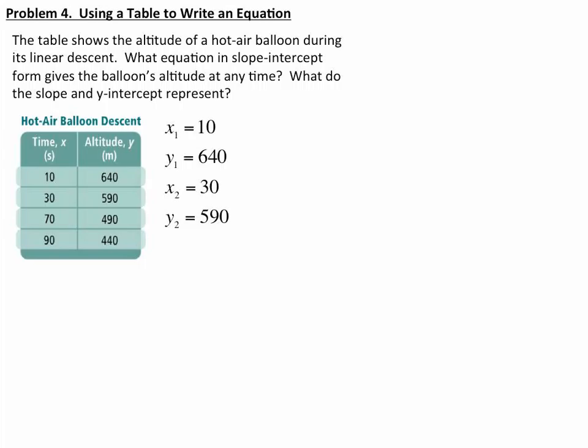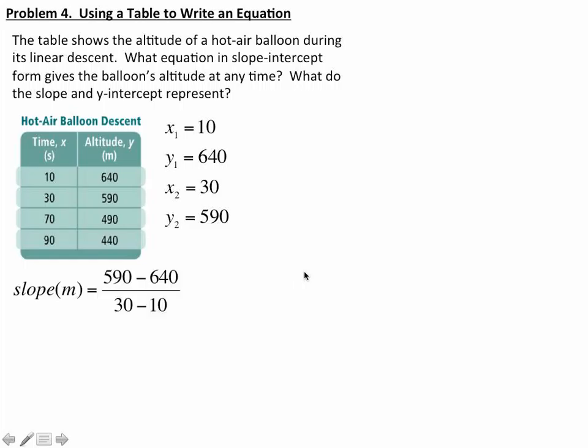So there's some info from the table. I just picked these first 2 rows. Doesn't matter. It told me it was linear, so it doesn't matter which 2 points I pick. I could use the 10 and the 70 and the 640 and the 490 if I wanted. It doesn't matter. So there's my points.